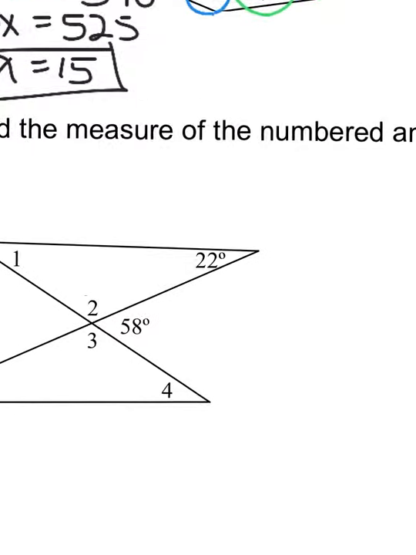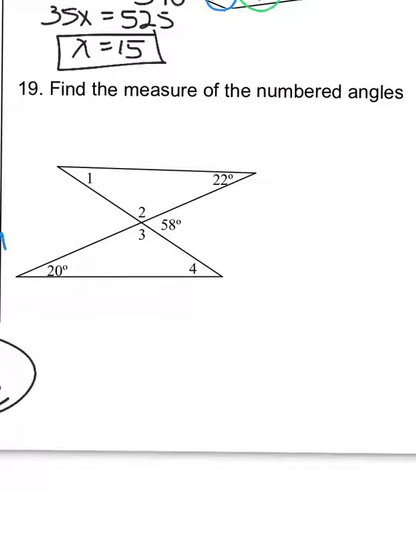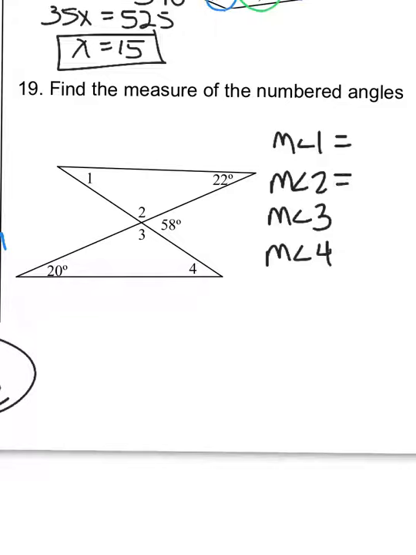Number 19. This problem is asking you to find the measure of each numbered angle, which means that they want the measurement of angle 1, they want the measurement of angle 2, they want the measurement of angle 3, and they want the measurement of angle 4.